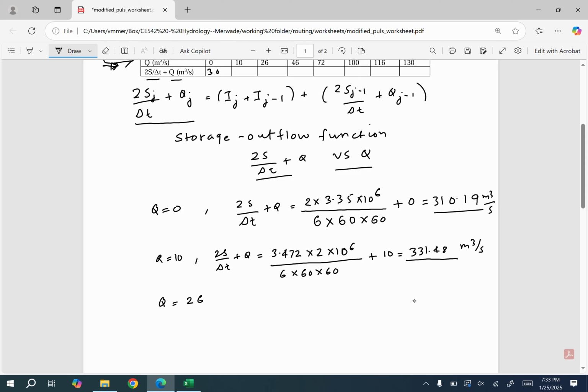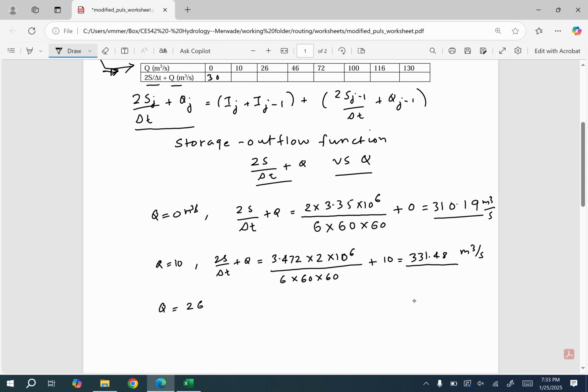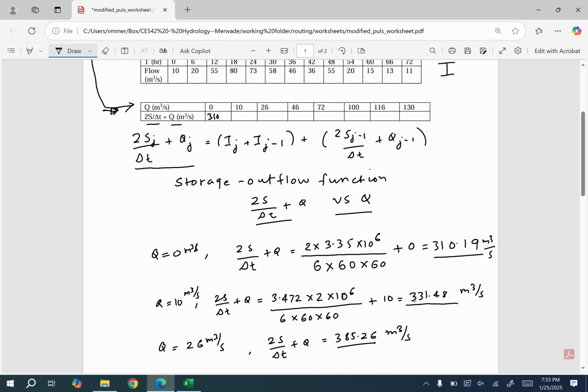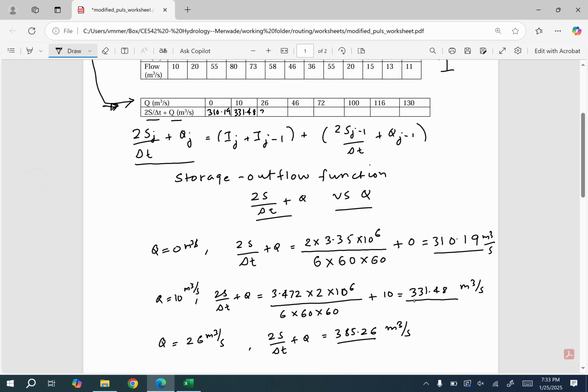You can do the same, so I'll write one more value when Q is equal to 26. Our 2S over delta t plus Q is 385.26 meter cube per second. So we had 310.19, we have 331.48, and then we have 385.26. Similarly, you can populate these other empty cells here.